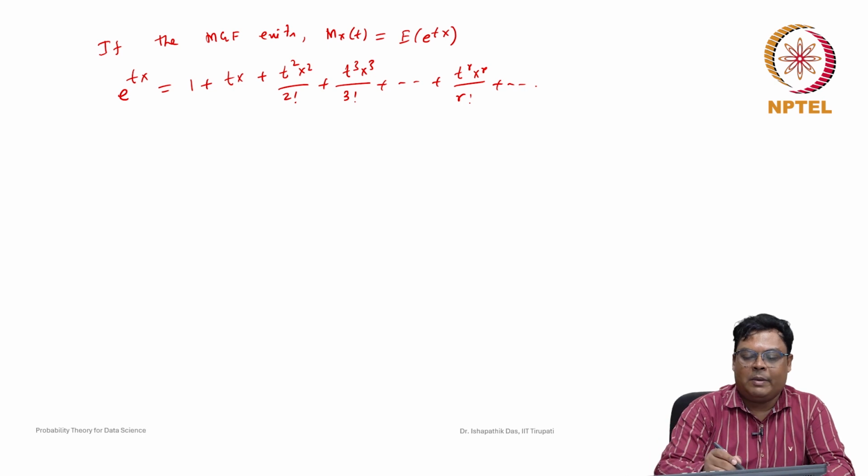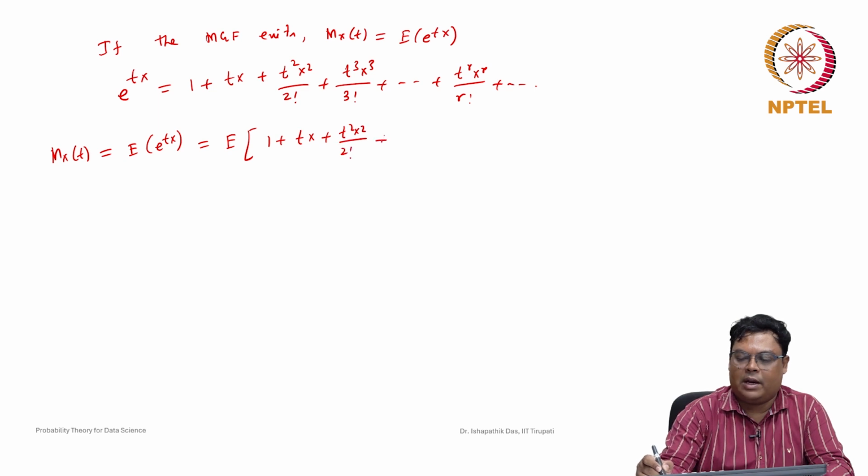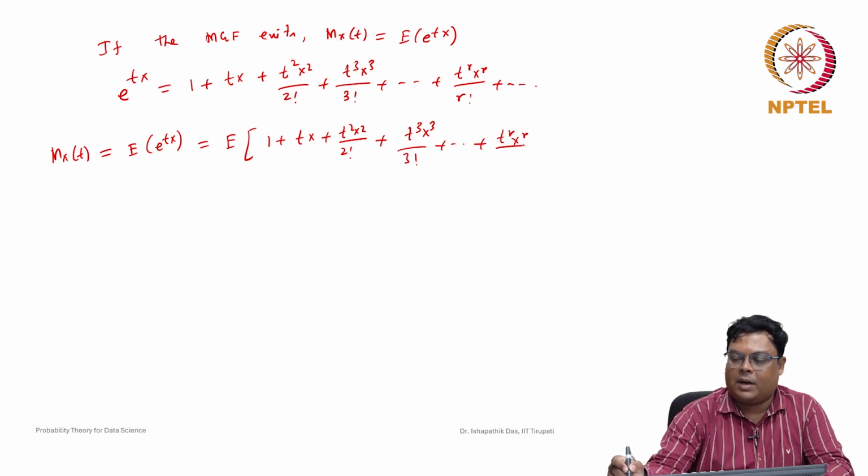Now this M_X(t). So M_X(t) is the expected value of e to the power of tX, which is the expected value of 1 plus tX plus t squared X squared by 2 factorial plus t cubed X cubed by 3 factorial, plus t to the power r X to the power r by r factorial, like this. It is just a general term.